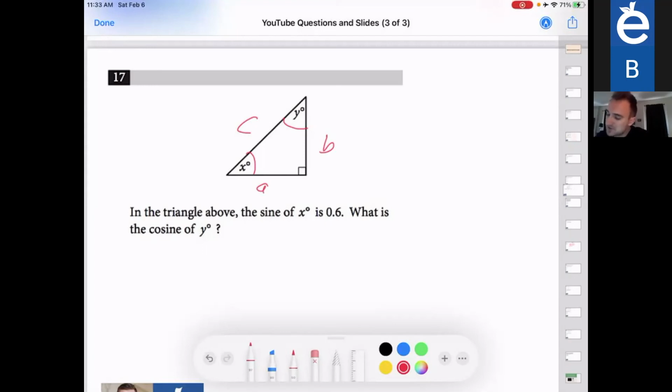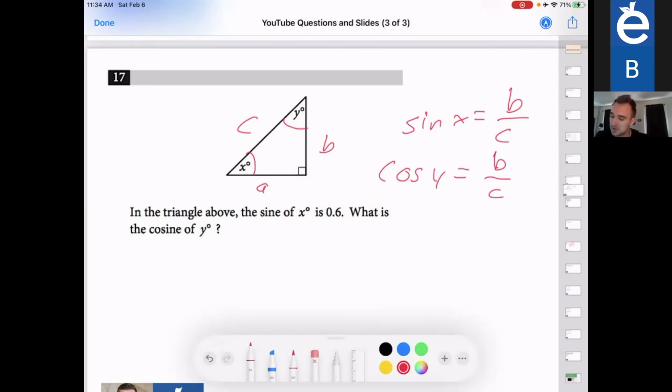Let me write what the sine of x should represent in terms of A, B, and C. If the sine of x is that angle there in the bottom left, the sine of x should be my opposite, B, over my hypotenuse, C. The cosine of y should be my adjacent over my hypotenuse, so it should be B over C. So sine x and cosine y are once again both describing the same exact relationship, the same ratio between certain lengths of a right triangle.